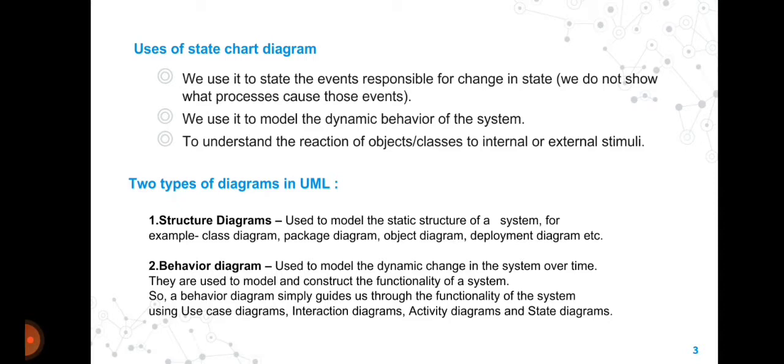First one is structure diagrams. We use them to model the static structure of a system. For example, class diagrams, package diagrams, object diagrams, deployment diagrams, etc. The second one is behavior diagram. It is used to model the dynamic changes in the system over time. They are used to model and construct the functionality of system. So a behavioral diagram simply guides us through the functionality of the system using use case diagram, interaction diagram, activity diagram, and state diagram.